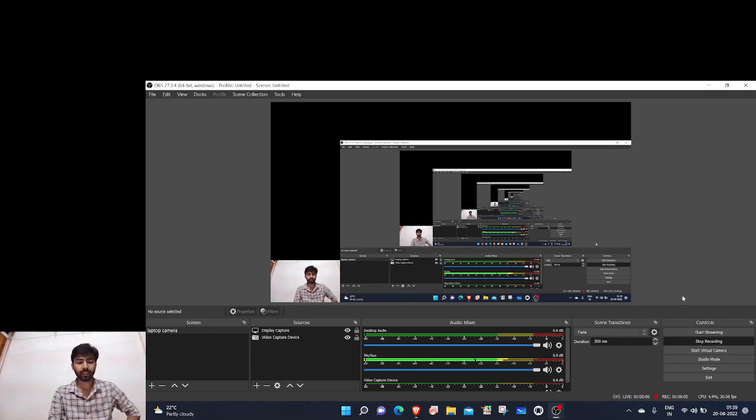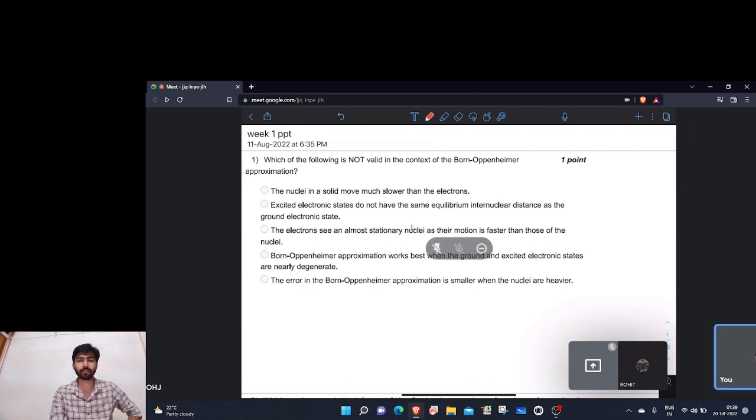I'm doing a Ph.D. in the Department of Solid State and Structural Chemistry unit in IISc, and I'll be the TA for the present course Bonds and Bands in Solids, where I'll be taking up assignments, weekly assignments preferably. Today I'll be solving assignment number 1 for the present course. I'm sharing the assignment with you.